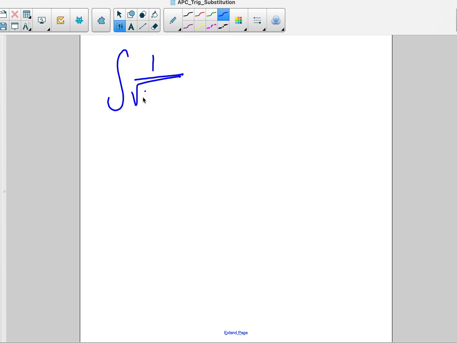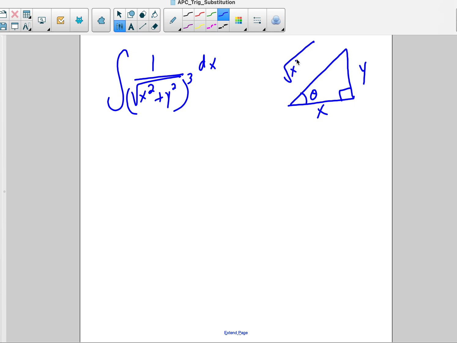Great. So the way I do trig sub is I want to replace this stuff, which I'm going to write as the square root of x squared plus y squared, all to the third, and a dx. I want to replace it with stuff in terms of theta. So I'm going to draw myself a nice little right triangle. And there's going to be a theta, and I'm going to have an x and a y, and the side that magically looks exactly like my Pythagish stuff.